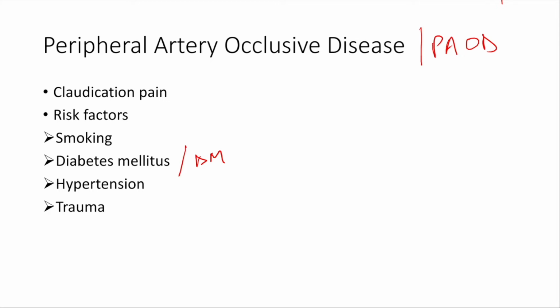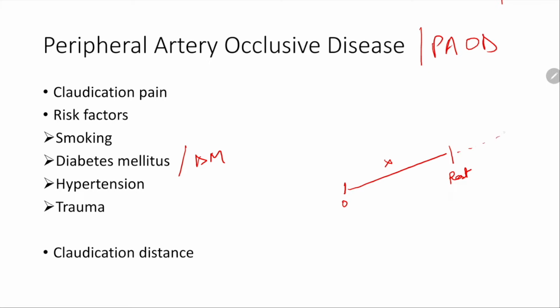Another concept I want to introduce to you guys is claudication distance. So what is claudication distance? Claudication distance is the distance an individual is able to walk after which he starts getting pain. Imagine if this is 0.0 and the patient is able to walk an X amount of distance, after which he reaches a point where he needs to take rest. The pain is so severe that he needs to sit down, and once the pain subsides, only then he is able to continue walking. This distance X is called claudication distance.